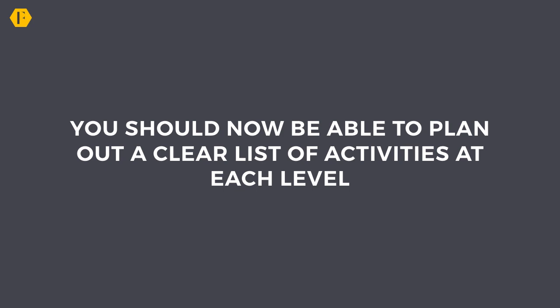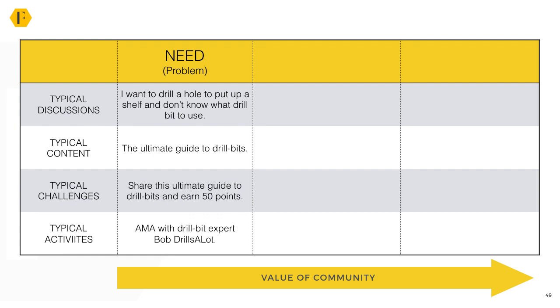Once you've gone through this process, which will take you a couple of weeks at least, you should be able to plan out a clear list of activities at each of these levels. So here's an example I've been using recently. Imagine that you work for a company that sells DIY equipment, Homebase, or whatever the US equivalent is. If you're looking at the needs level, a typical discussion in a community like this might be, hi, I want to drill a hole to put up a shelf and don't know what drill bit to use. And the content might be the ultimate guide to drill bits. And the challenge might be sharing this guide and earning points. And the activities might be an ask me anything with your drill bit expert, Bob drills a lot. These are all needs. These are all based on needs that members know they have today.